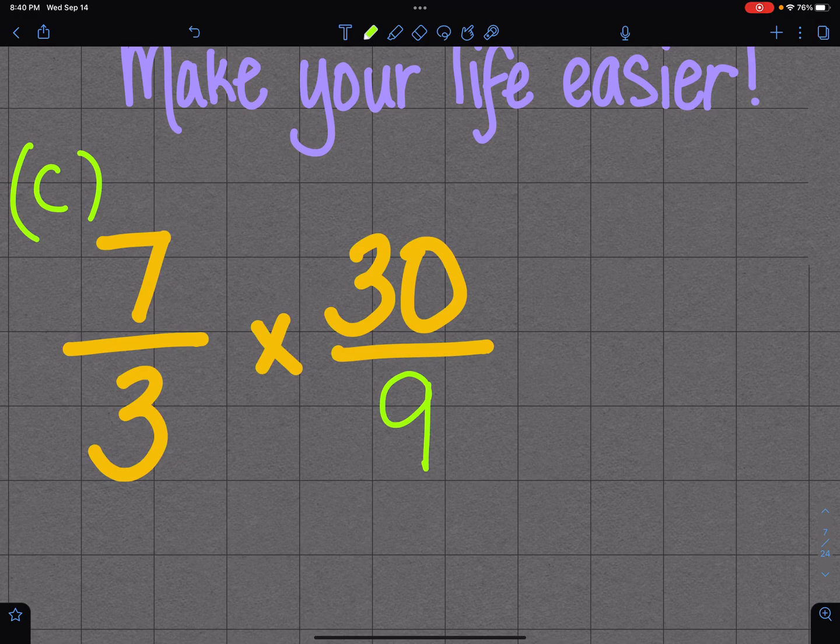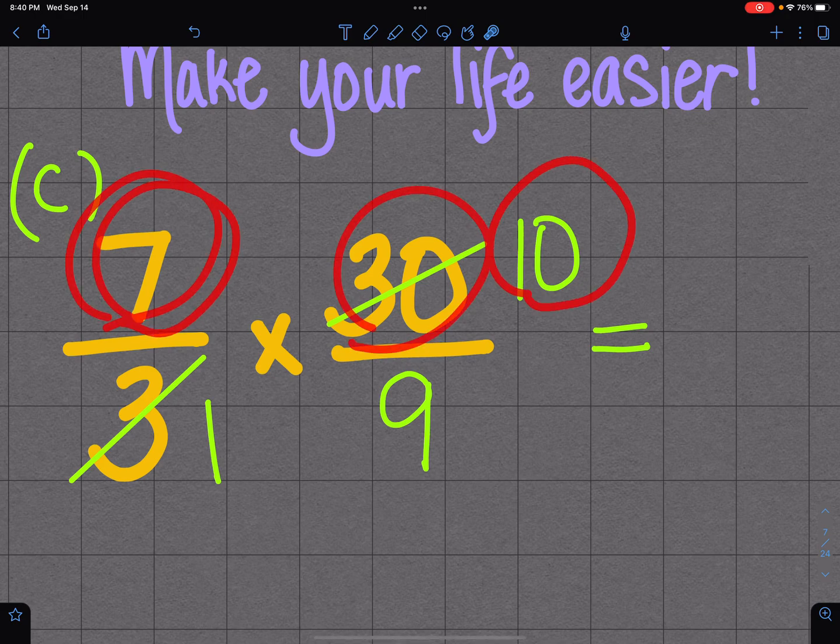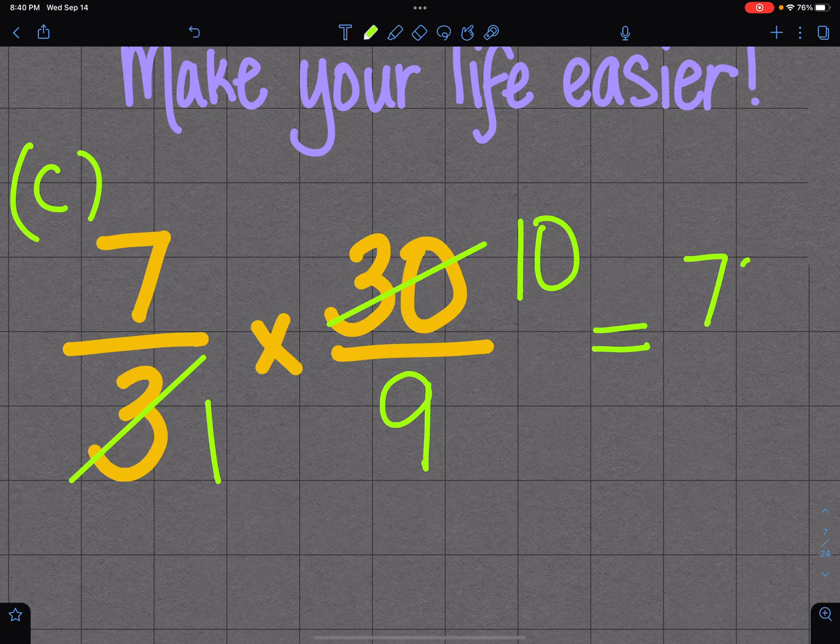All right, so what we're going to do is cancel out the 3 because 3 goes into 30 10 times. So this becomes a 10 and this becomes a 1, because 30 over 3 is the same as 10 over 1. And so you can just cancel it right away. That makes your math problem easier because then you don't have to do 7 times 30. You can just do 7 times 10. So 7 times 10 is 70. 1 times 9 is 9. And boom, you're done. 70 over 9.